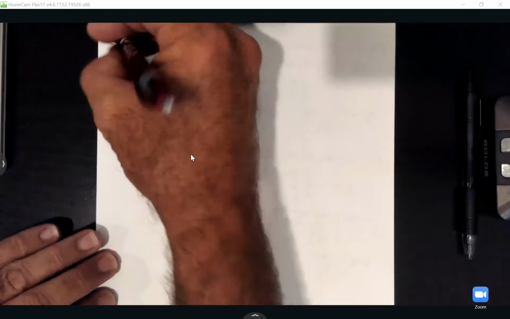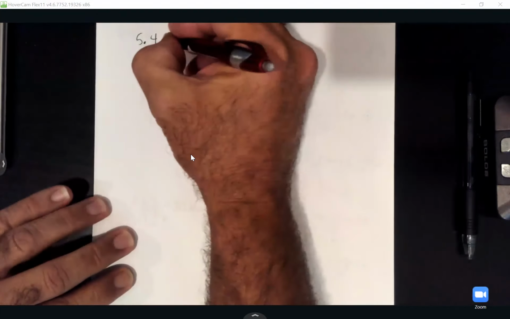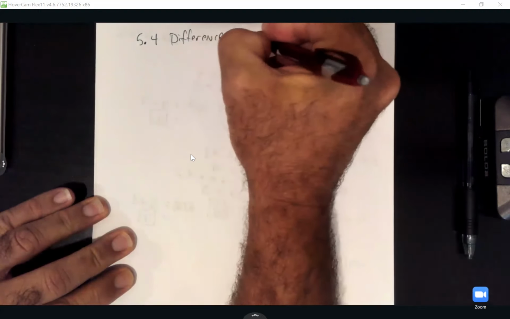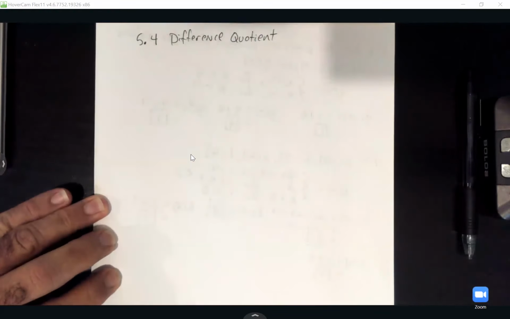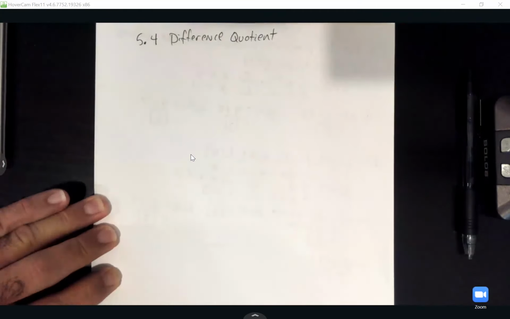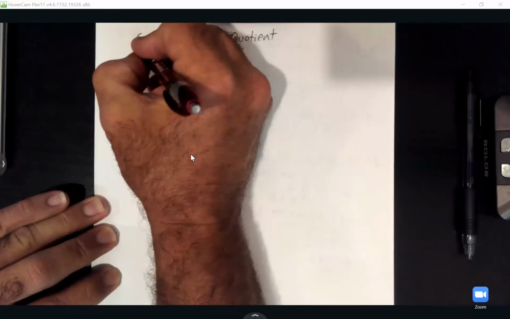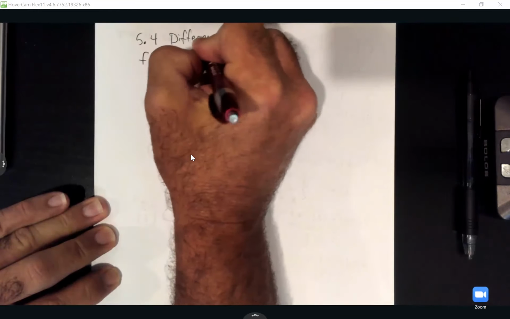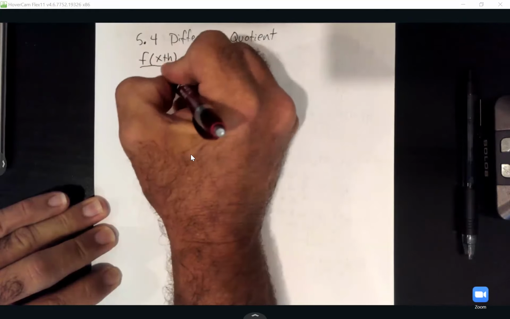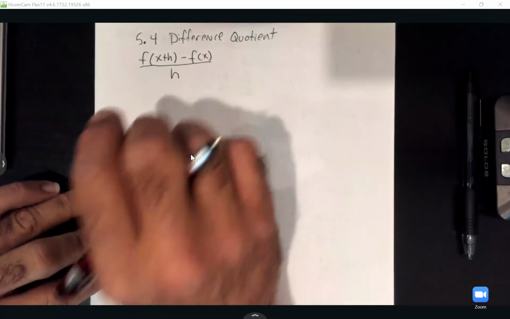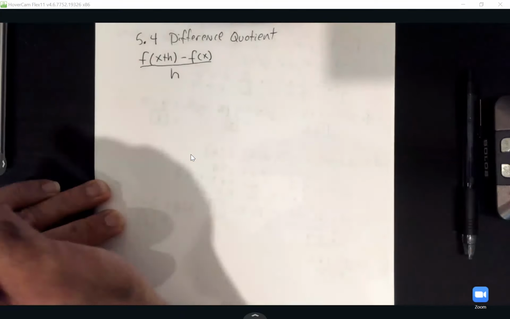And y'all, 5.4 only looks at one little formula here. We're looking at what we call the difference quotient. So this is to get some of y'all ready for business calculus if you ever have to take that class. So the difference quotient, and they give you this formula on every problem, is f of x plus h minus f of x all over h. And in all reality, y'all, this is just a fancy form of the slope formula when you have functions.